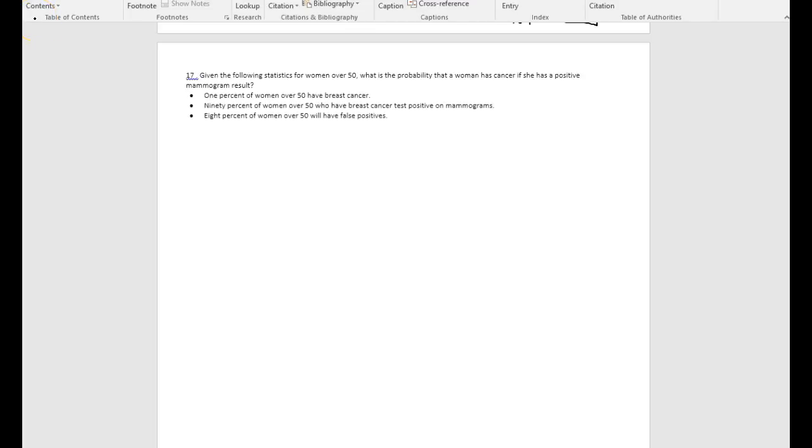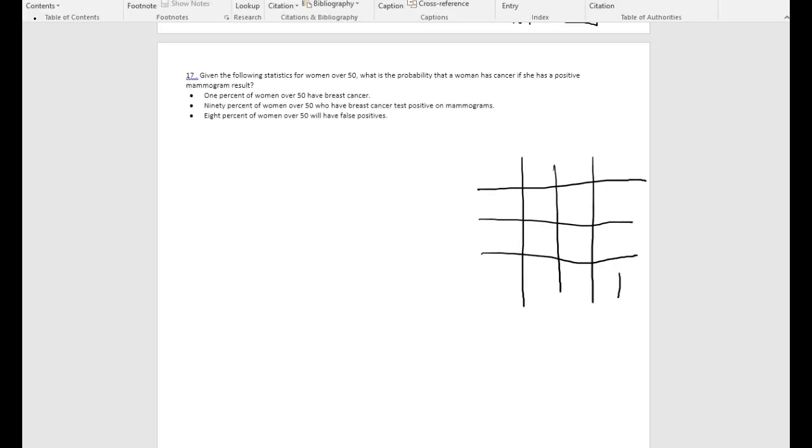Given the following statistics for women over 50, what is the probability that a woman has cancer if she has a positive mammogram result? So I'll do this the way that I did last time. I'll just make a contingency table right off the bat, and we can label what we know. We'll say having cancer and not having cancer, and then testing positive on the mammogram result as M for mammogram, and not testing positive. Okay, so that's what we know so far.